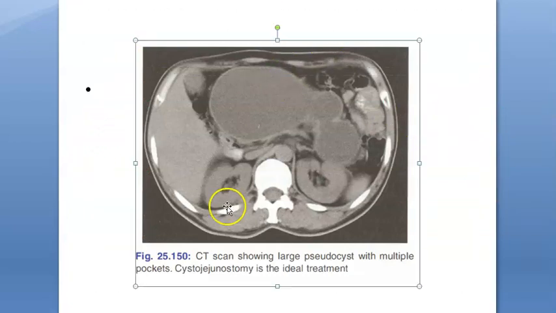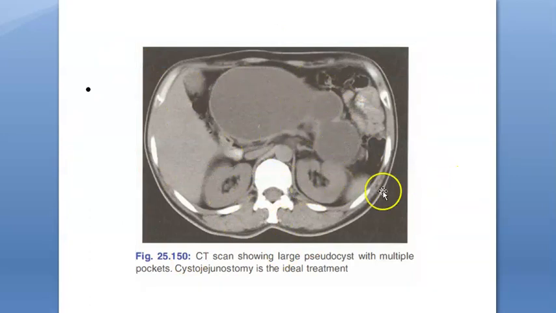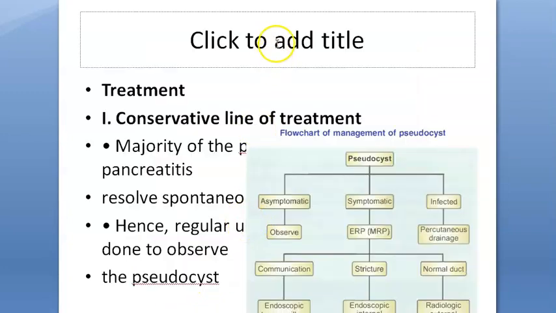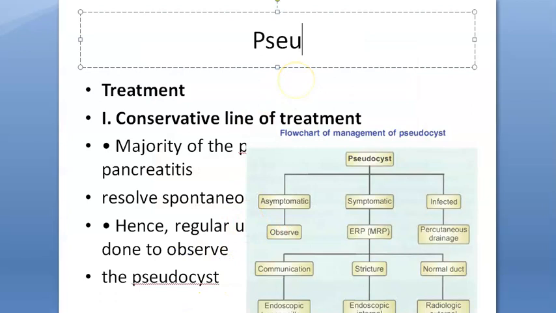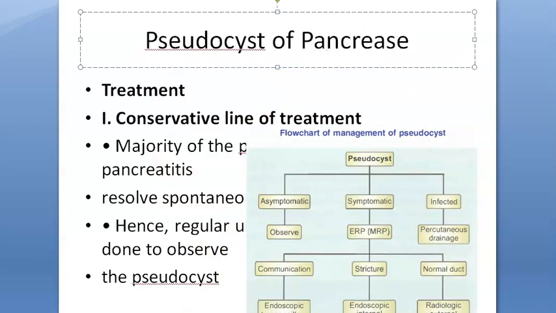They have shown an image here. Let's look at this. There is a pseudocyst and there is one more. So wow, 3. This is a large pseudocyst with multiple pockets. In this they are telling some treatment, we'll come to that later. So basically you looked at the investigations. Now we are looking at the treatment of pseudocyst of pancreas.